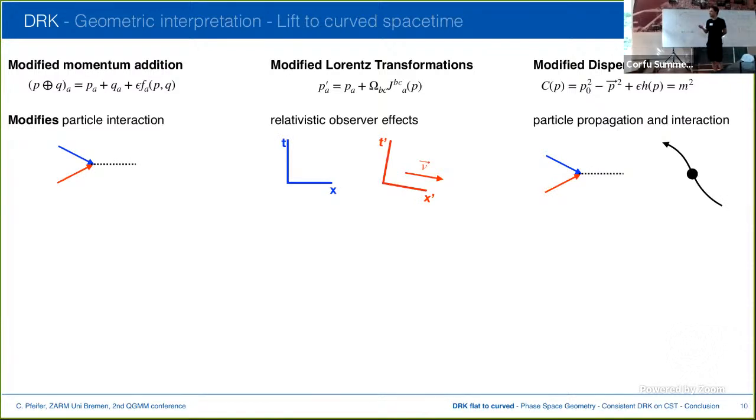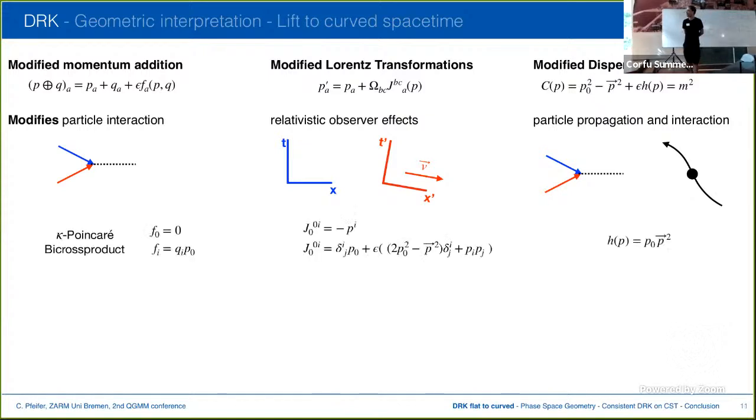The modified Lorentz transformations change relativistic observer effects like time dilations, length contractions, and everything you can imagine which comes from the observer effects in special relativity, while the modified dispersion relation, on the one hand, gives you a modified energy conservation, which changes particle interactions, but also on a curved space-time, this changes the propagation of particles because we determine the curves on which particles propagate from the dispersion relation.